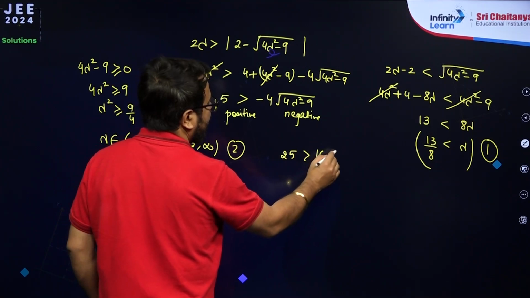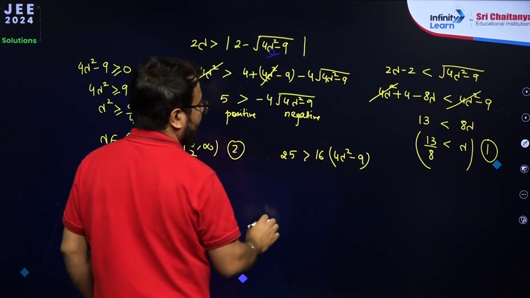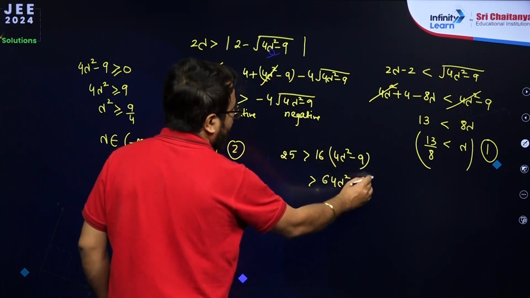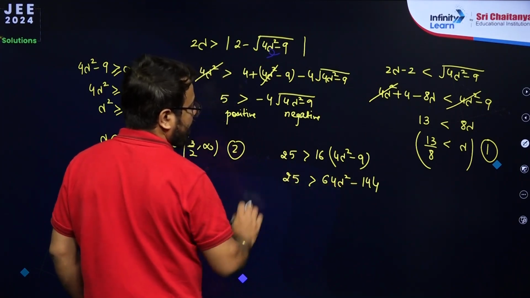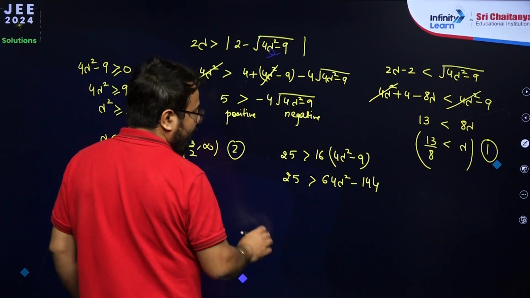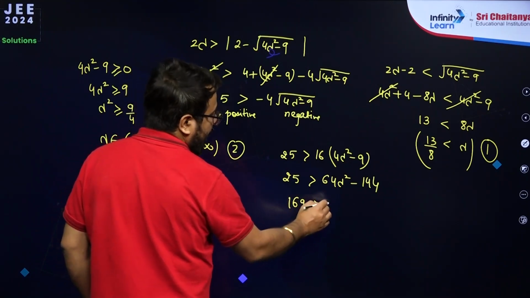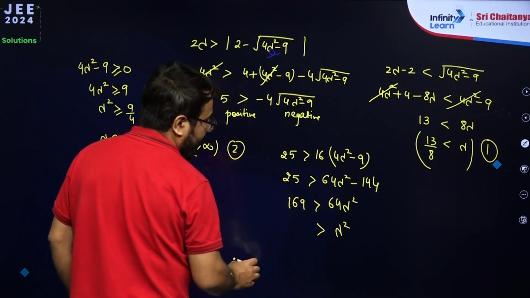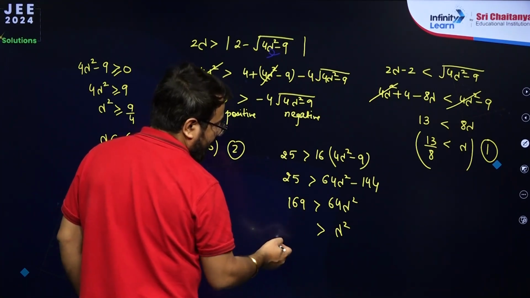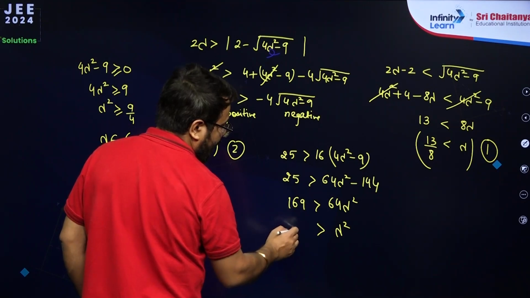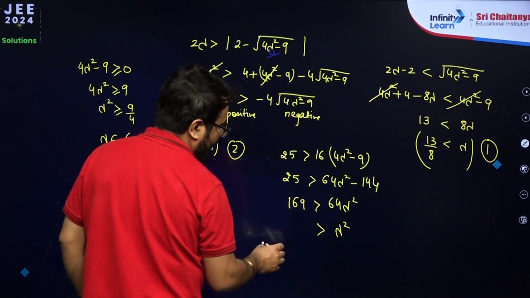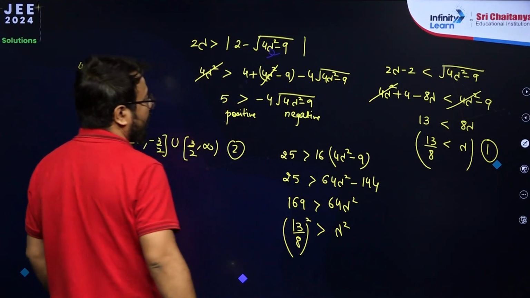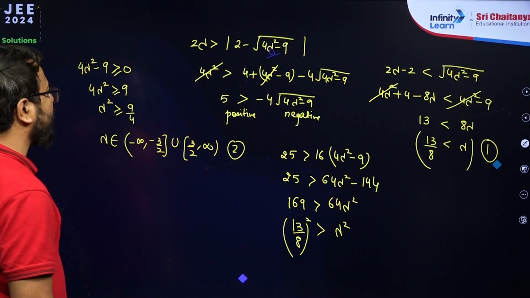Here I will be able to get 16 times 4 lambda square minus 9. Okay, so it will be 64 lambda square and minus 144. Here it is 25. I'll take this 144 and 25 added together, so that will become 169. Here it is 64 lambda square. Okay, so lambda square less than, we are getting here 169 over 64. So that becomes 13/8 whole square. I hope you are able to understand this.